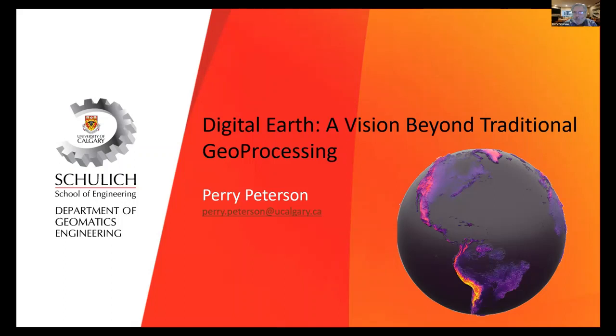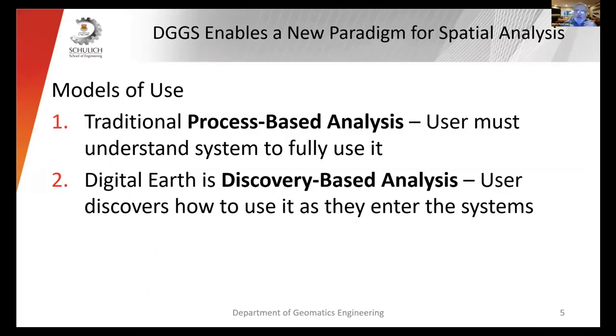So what I want to do is leave you with a transition from that. There's the more traditional way of looking at image processing and analysis, spatial analysis, and take us into a future world of what we would see DGGS playing a central part in. So we have two models of use here. One is this traditional process-based analysis. And that's what we're familiar with.